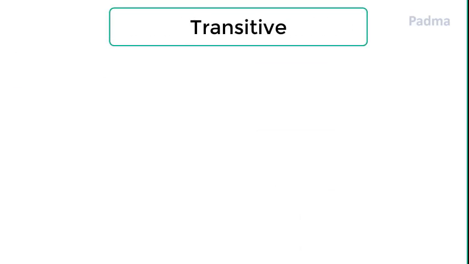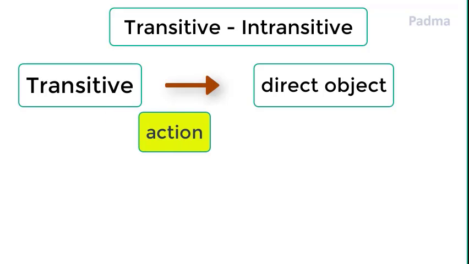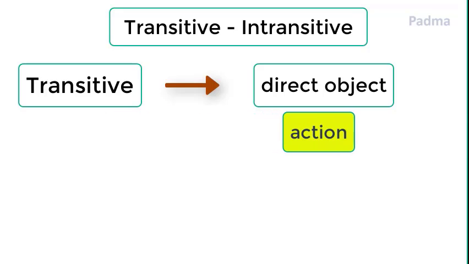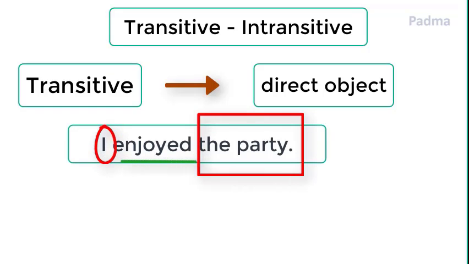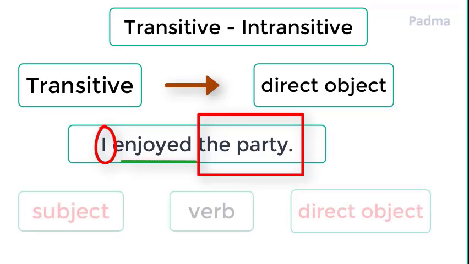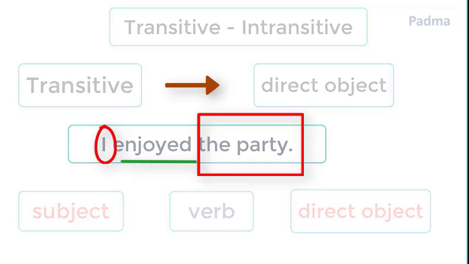A transitive verb is a verb that requires an object to receive the action. It only makes sense if the verb is transferring action upon an object. That means the verb doesn't sound good or work on its own without an object. Here is an example. I enjoyed the party. Here, there is an object to receive the action of the subject. Enjoyed is the action performed by the subject I, and this action is received by an object, party.